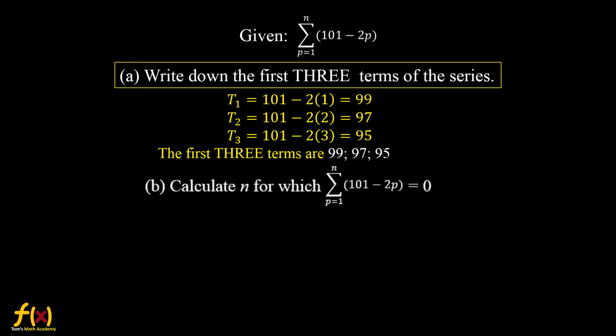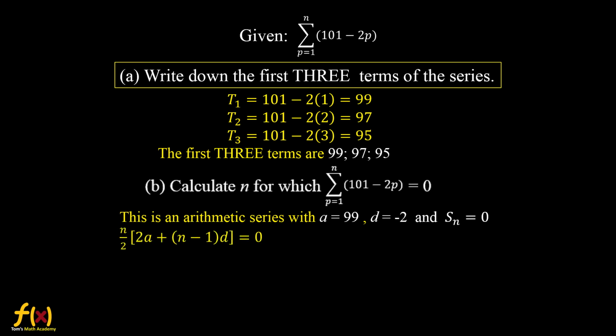Question B: calculate n for which sigma of 101 minus 2p equals 0. The sum is 0, and solve for n. As in the previous question, we take a. Now here it is an arithmetic series. We have Sn equal to 0.